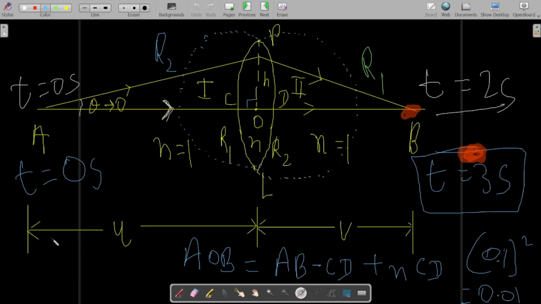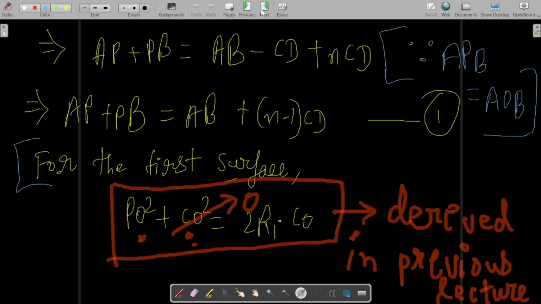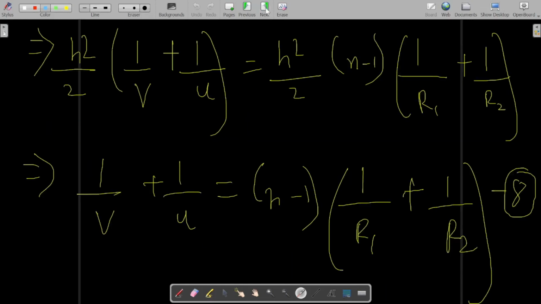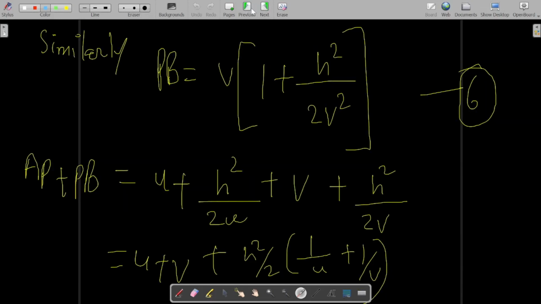U plus v means this distance from here till here. So u plus v is clearly equal to AB. You can write it over there. So where is that term? This is the thing which you get.